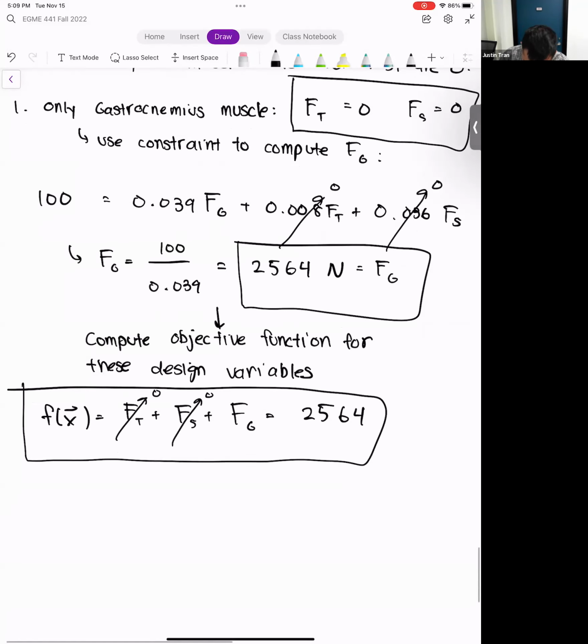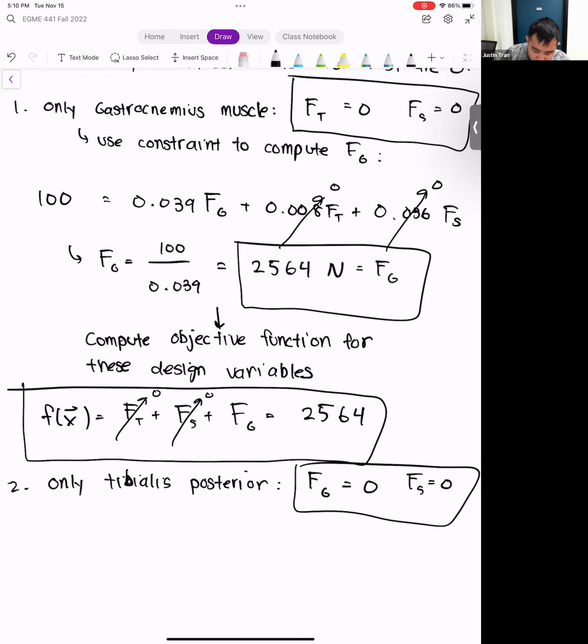Okay, so I'm going to do the same thing, but I'm going to do it for the other two situations. So in situation 2 here, let's assume that we have only the tibialis posterior muscle. Okay, and so if the only muscle acting is tibialis posterior, that means FG is equal to 0, FS is equal to 0. Okay.